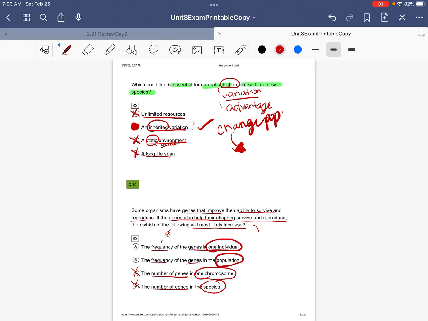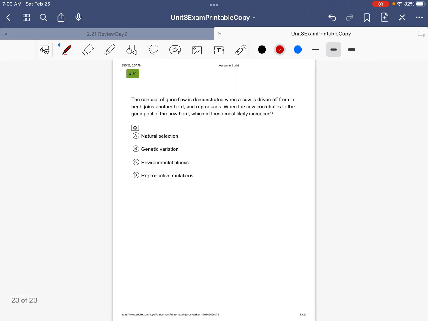Here, we know we're talking about what specific process. When the genes improve their offspring, they help them survive and reproduce. We're talking about natural selection, right? So natural selection, does it change one individual or a population? Remember, a population is a group of organisms of the same species. B is definitely your best answer because remember, evolution changes a population over time. That is part of our vocabulary. It changes a population over time.